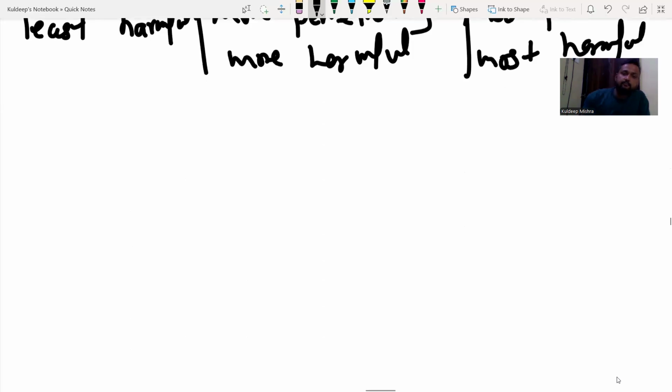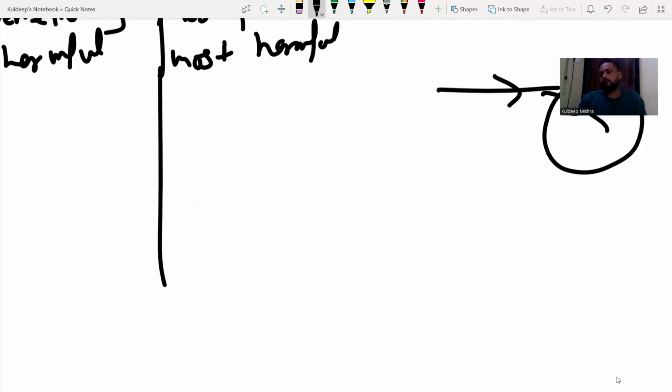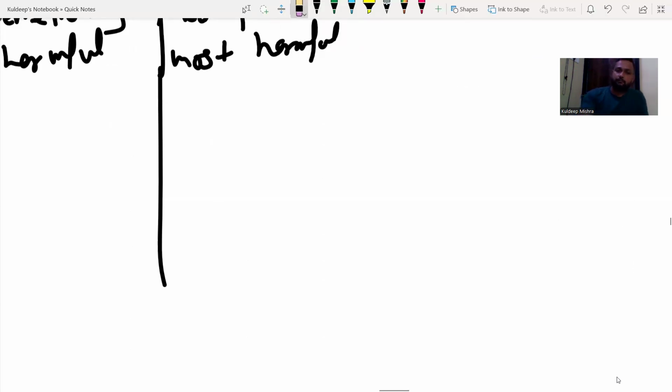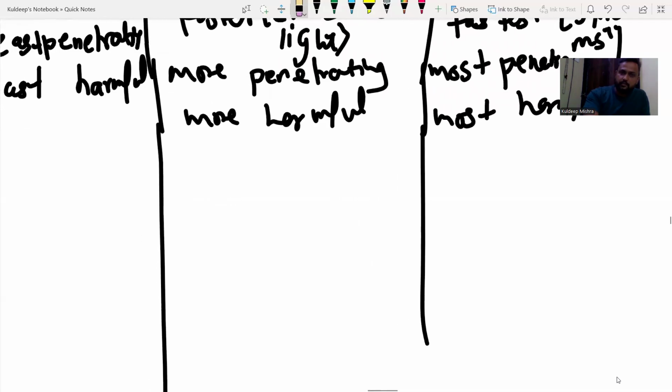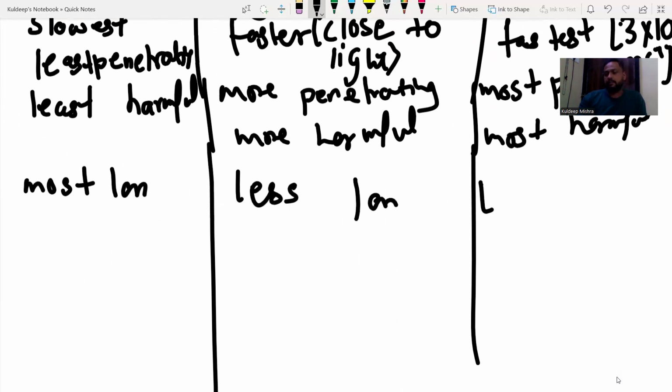Also, alpha is the most ionizing. What do I mean by the word ionizing? See, when an alpha particle goes in a medium, when it meets a gas atom, it collides with the gas electron and knocks it out. So the gas atom has now become an ion because it has lost one electron and gained a positive charge. So because it is slowest and heaviest, it suffers maximum number of collisions and it is most ionizing. And obviously beta will be less ionizing and gamma will be the least ionizing.